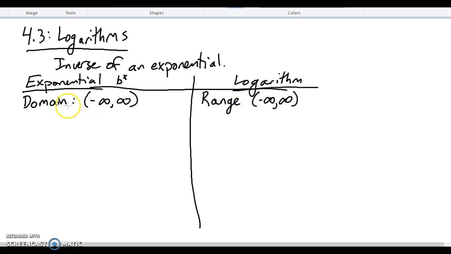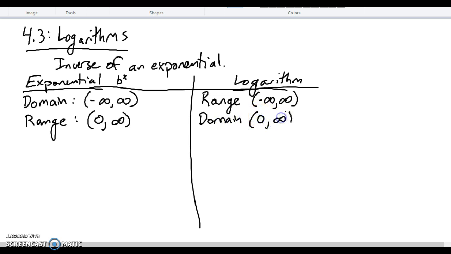Remember, the domain and the range between a function and its inverse just switched places, which means the exponential function's range of 0 to infinity gives us a domain of the logarithm of 0 to infinity. Now again, remember this is a non-transformed logarithm. We will have to play with domains a bit more intensely later on.